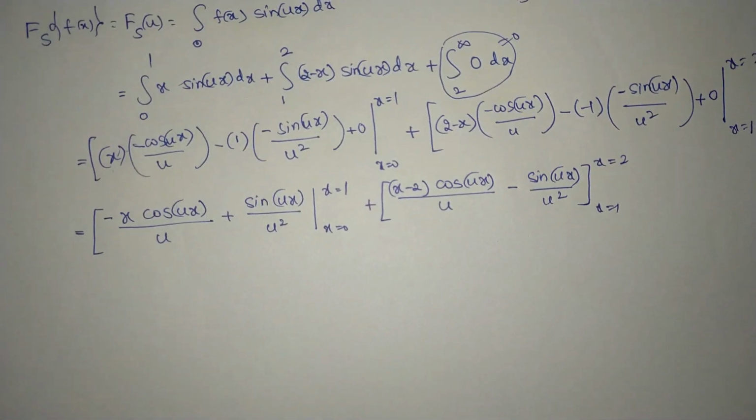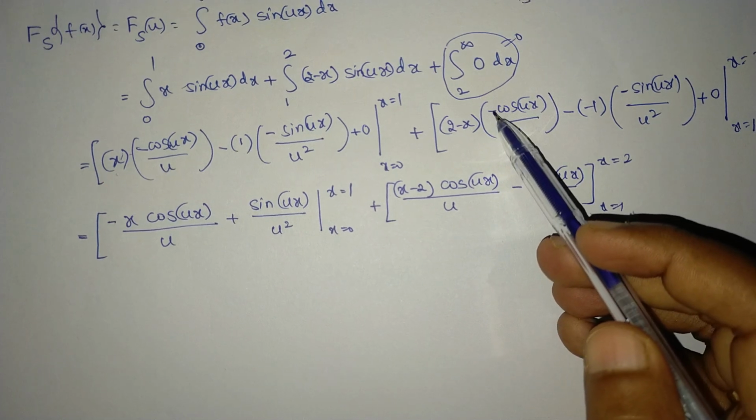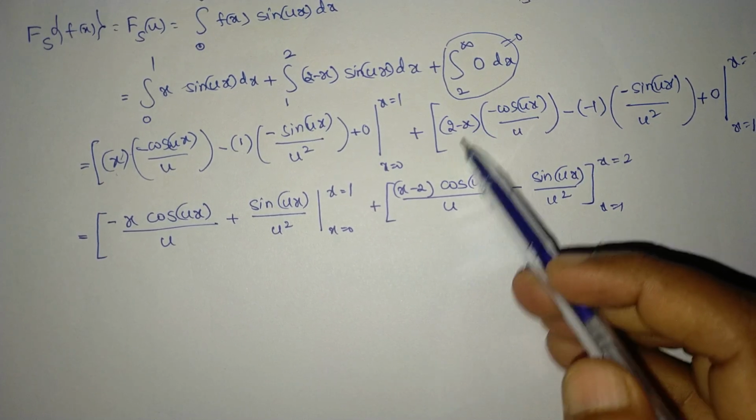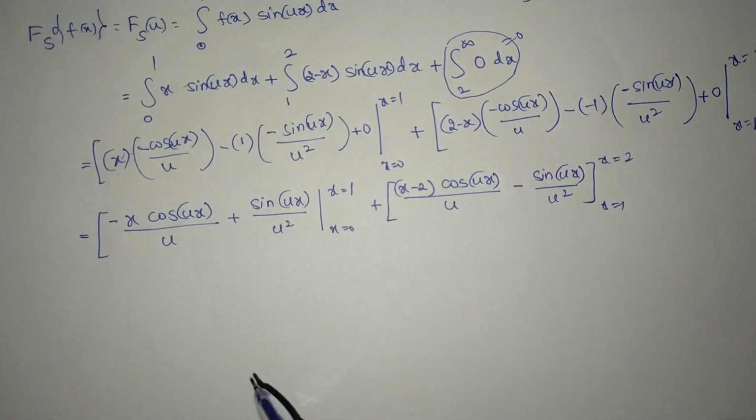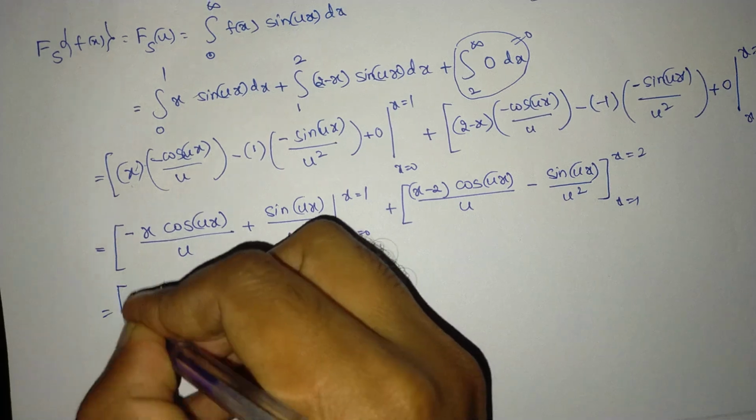Okay, so we simplified this. So here 2 minus x into minus cos ux is there. We can multiply this minus 1 to this 2 minus x so that we have x minus 2. So on simplification we have this. So now let us calculate the upper limit minus lower.